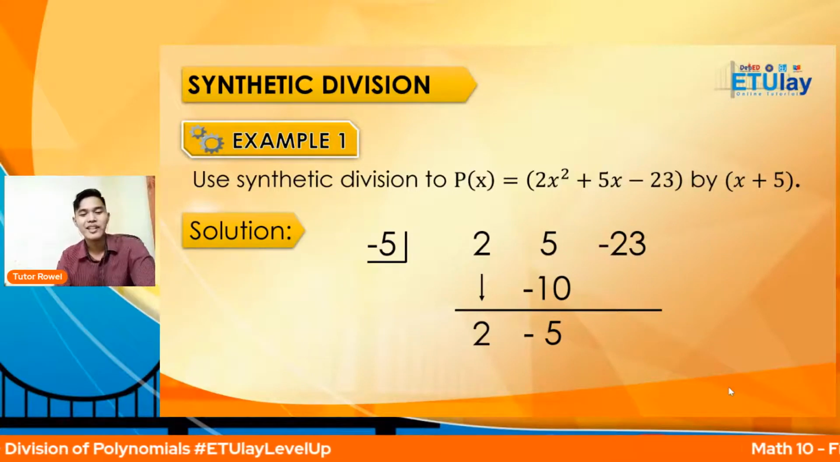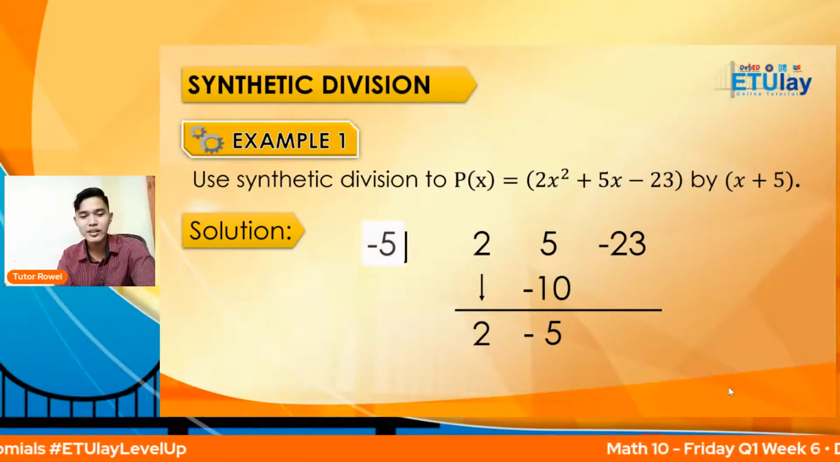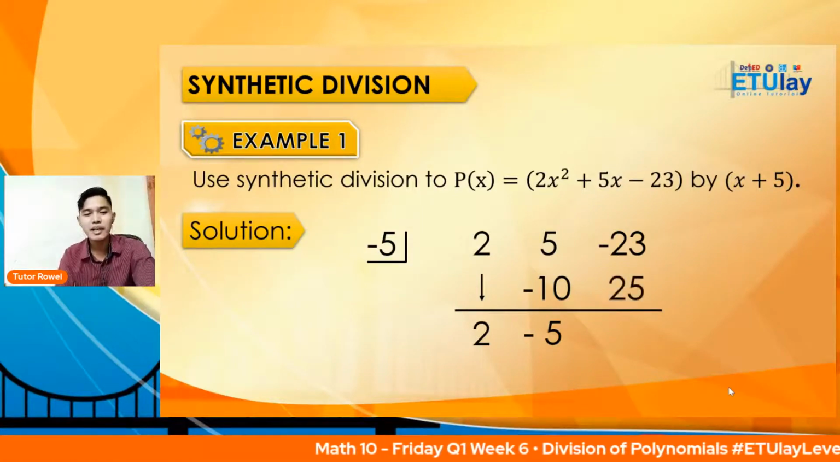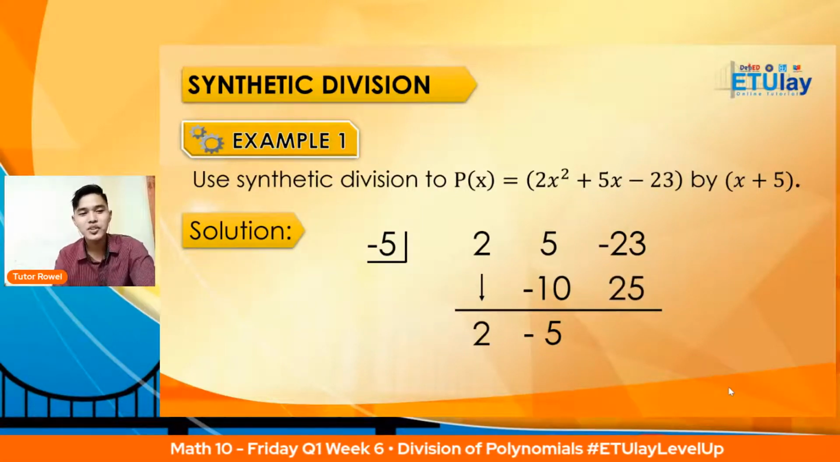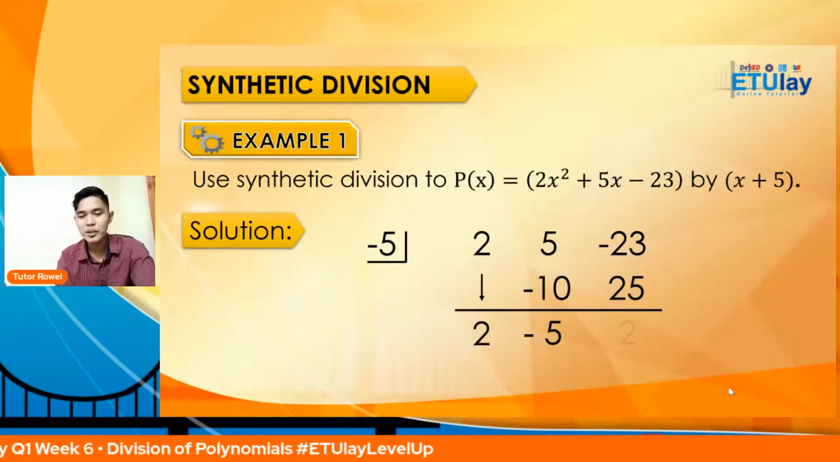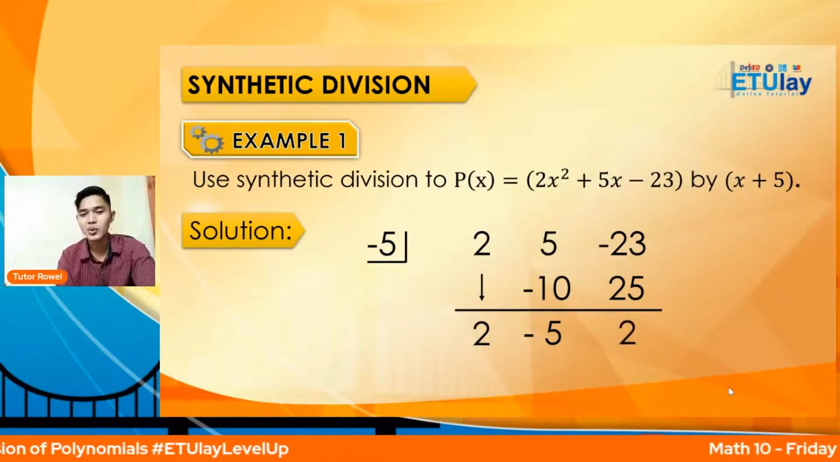And Hanilyn, i-multiply naman natin si negative 5 kay negative 5. So negative 5 times negative 5, positive 25. Tapos combine. Negative 23 plus 25, that will be positive 2.